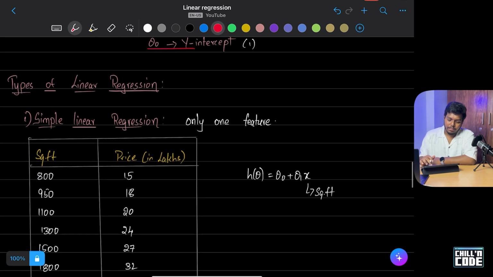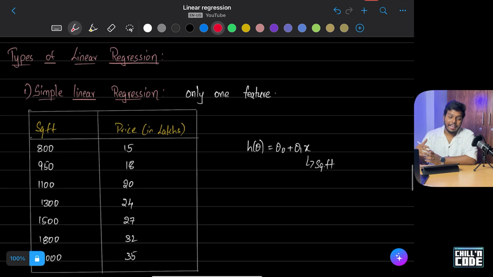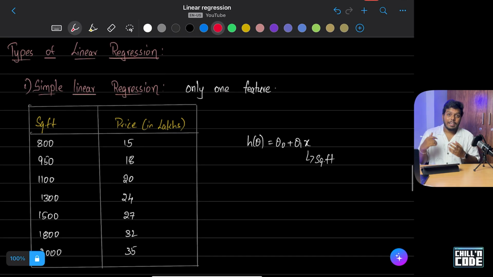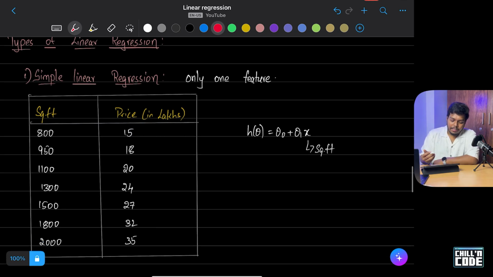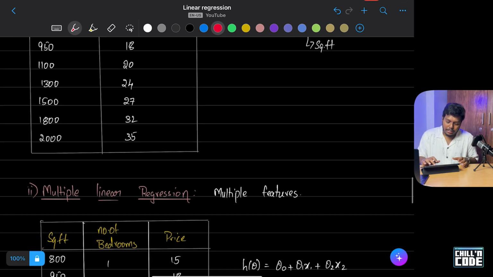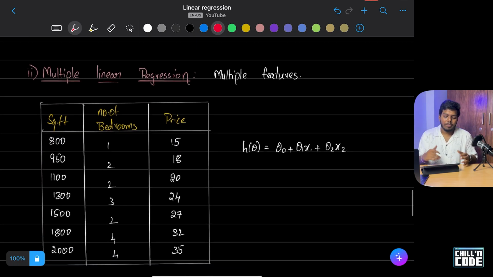Now let's see briefly the types of linear regression. The first type is simple linear regression. The example we have taken is a simple linear regression, called simple because it has only one feature. In the dataset, square feet is an input or a feature, and the output is price. There is also something called multiple linear regression, where we have one or more features and only one output.